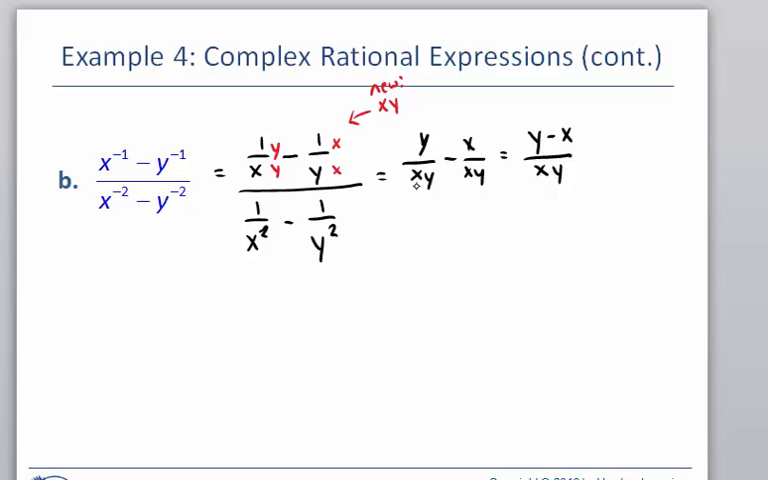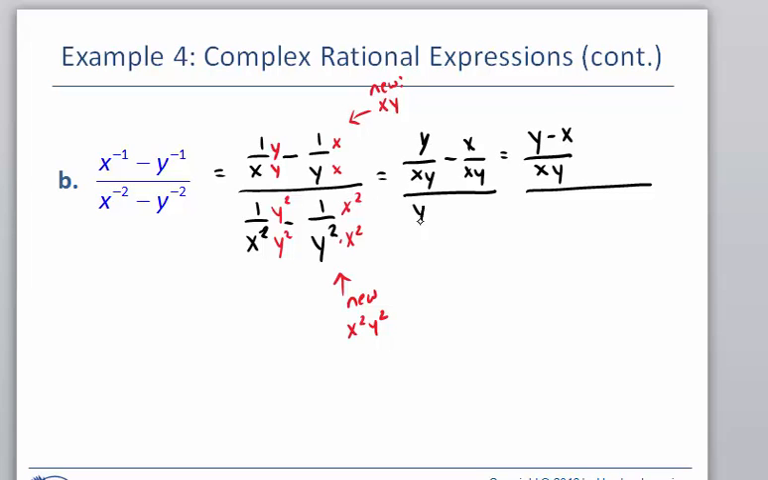Now let's do the same thing on the bottom. Our new denominator for the bottom is going to be the product of the old denominators, so x squared, y squared. When I look at my first fraction, it has an x squared, so I need to multiply by y squared on the top and the bottom. When I look at my second fraction, it has a y squared, but it doesn't have an x squared, so I'll multiply by x squared on the top and the bottom.